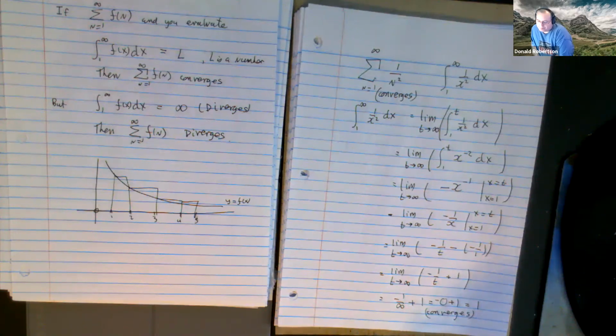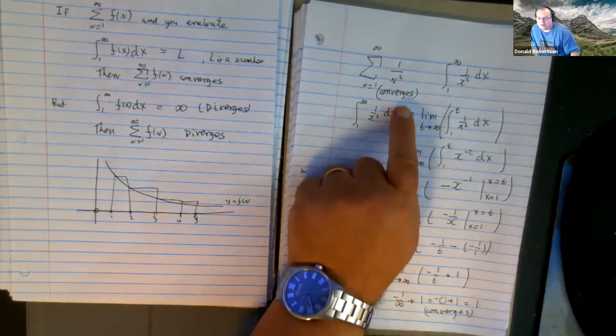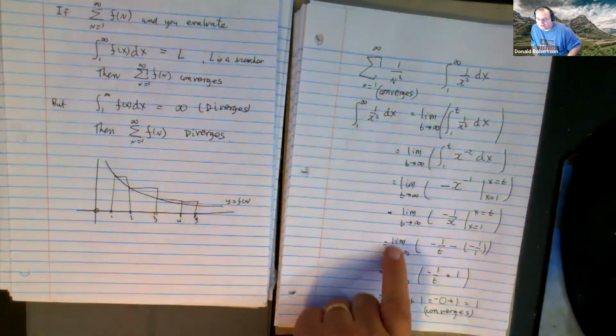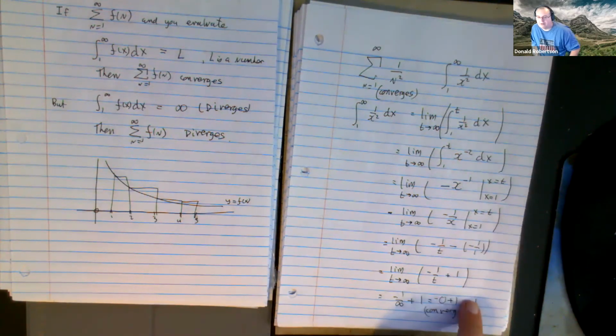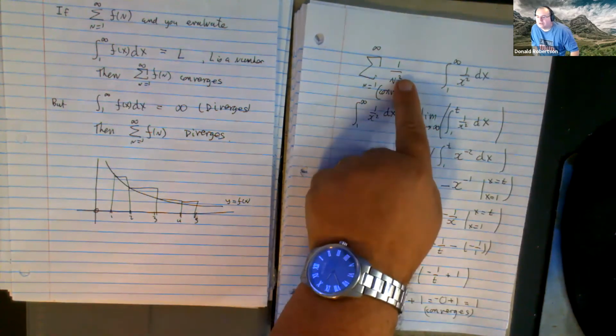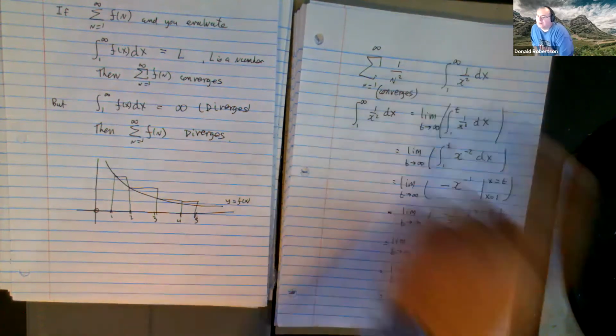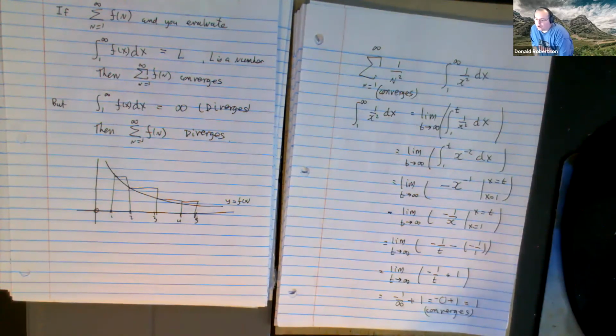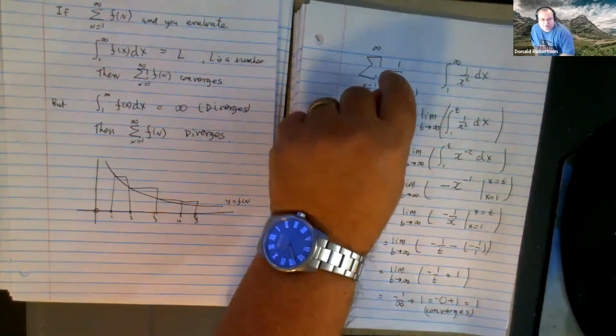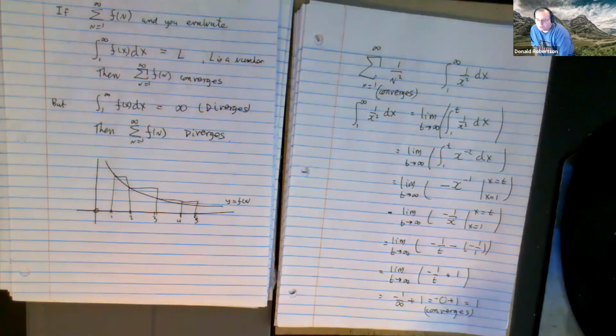Now, what some people, unfortunately, I can understand why you want to do that, you want to do a little bit more. You want to say, oh yeah, it converges. And since this integral converges to 1, this series converges to 1. Not allowed. All we can say for certain is that the series converges.